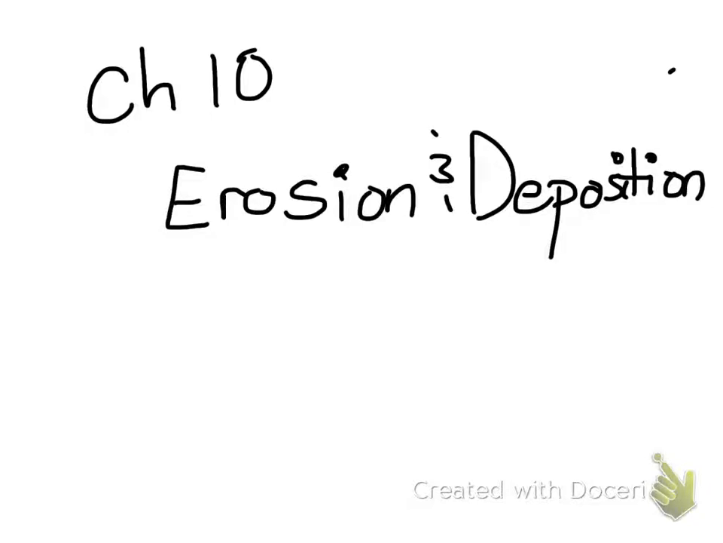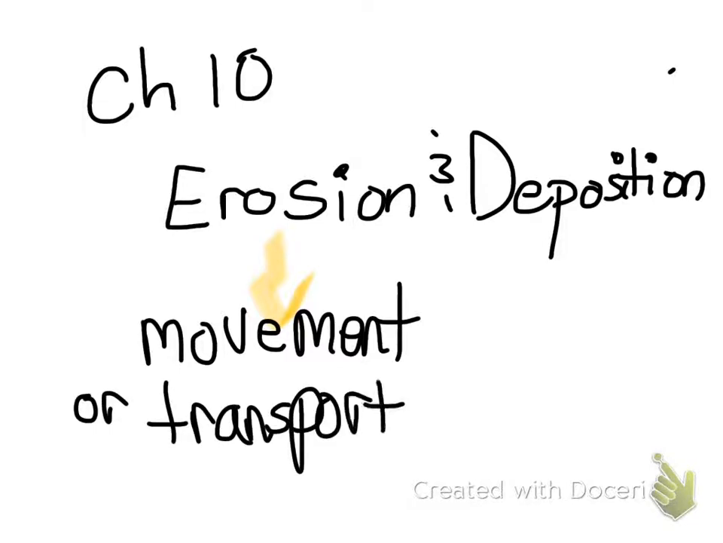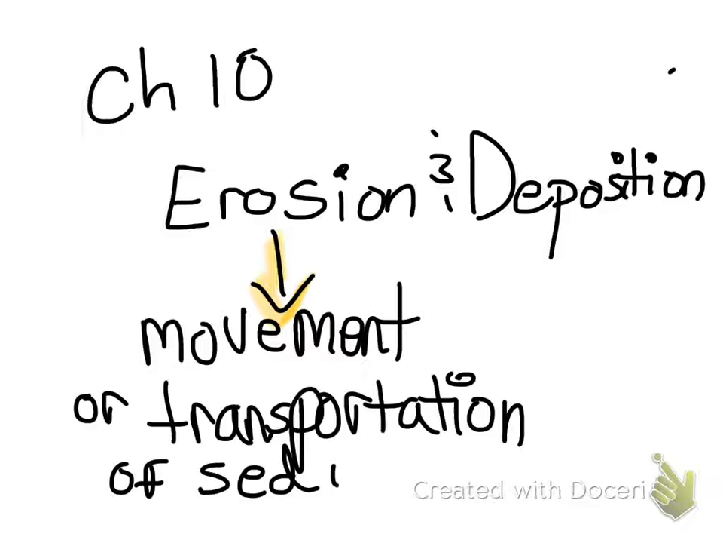Welcome to Chapter 10, a review on erosion and deposition. So erosion, remember, is the movement or transportation of sediment. So we're talking about anytime you pick up and move a rock from its original location, you have eroded the rock, you've moved it. If you are walking up a trail and you step in some dirt and it kind of slides out underneath you, you've been an erosional force. You've eroded some of that dirt down the mountainside.